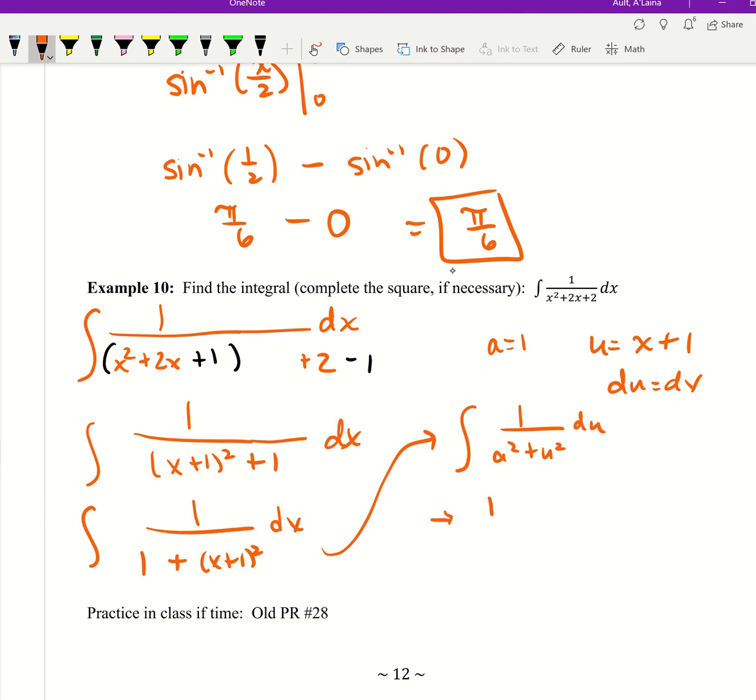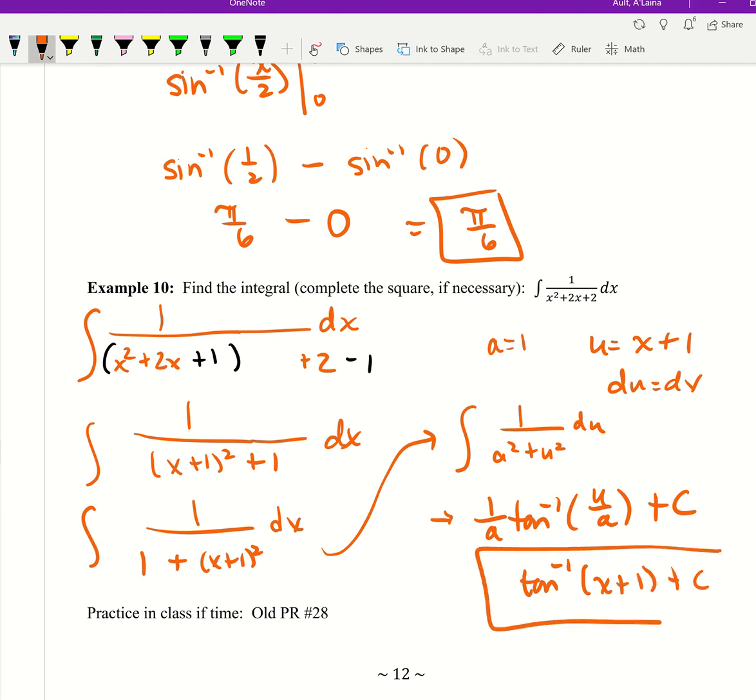So the answer would be 1 over a times the inverse tangent of u over a plus c. Well, in this case, a is just 1, so I don't need to write a constant multiplier in the front. And u is x plus 1 divided by 1 would be the inverse tangent of x plus 1 plus c. And that is the end of our notes for this lesson.